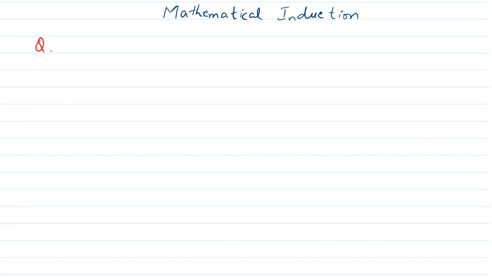Starting with the first question, let's say we have 2 plus 4 plus 8 up to 2 raised to the power n, which is in fact equal to 2 times 2 power n minus 1. We have to check the validity of this statement with the help of a method that is called induction. Now let's start with the base case.